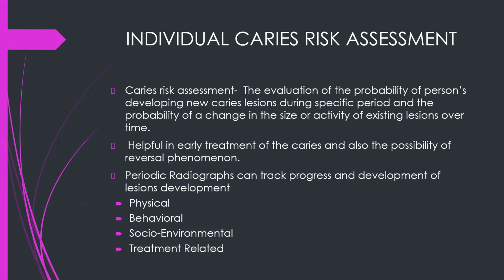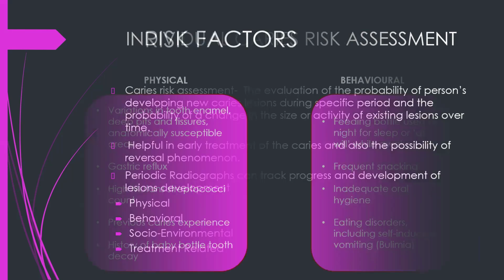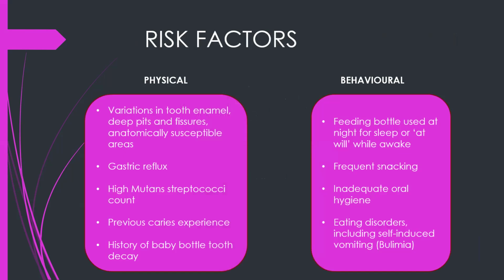Now, once you see a patient who has caries, then you can use this caries risk assessment chart to assess the possibility of future lesions development and reversal. If you're asked as a short note, you can just classify them into physical, behavioral, socio-environmental, and treatment related. To elaborate more on this, the physical risk factors include the physiology of the enamel.